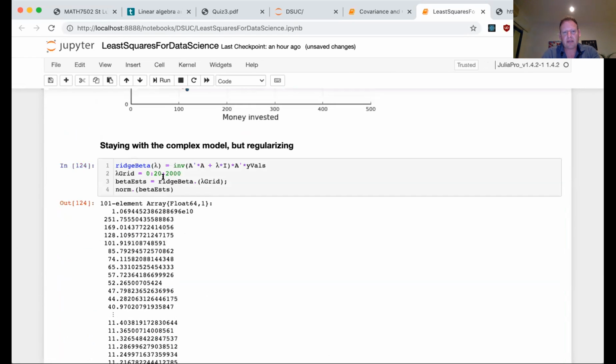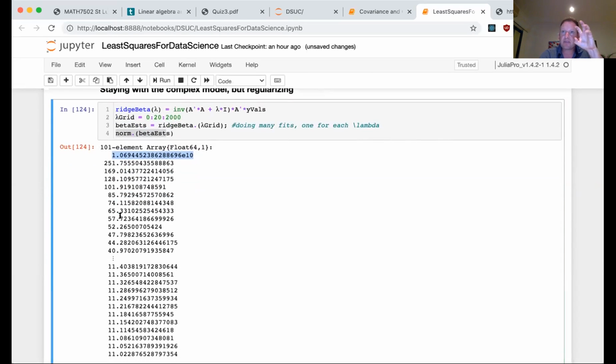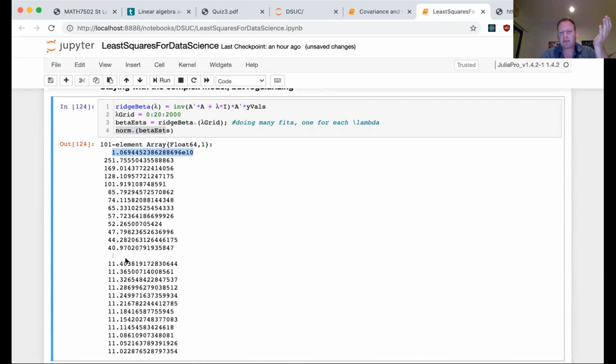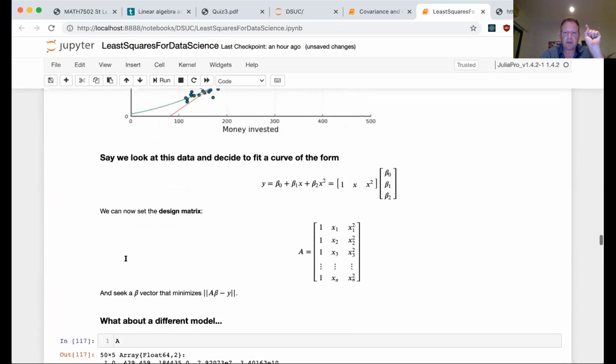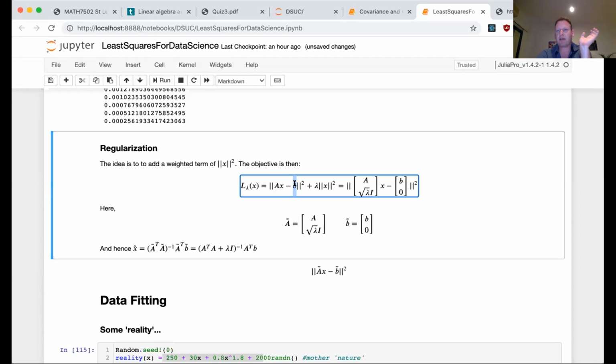We're actually going to do ridge beta, so we're doing many fits, one for each lambda. All I want to show you here is the norm of the beta estimator. Look, when lambda is small, the norm of the beta estimators is huge. As we increase lambda, it's clear that this norm is shrinking, so our beta estimators are shrinking. The beta, by the way, is what we had as x when we looked at this equation. In the data fitting situation, the features go into the matrix A, this x becomes a beta, and this b becomes a y.